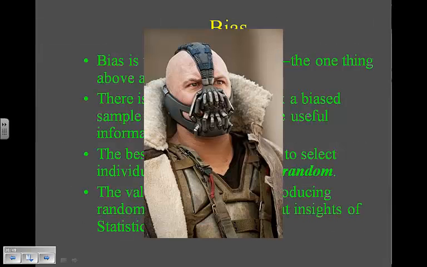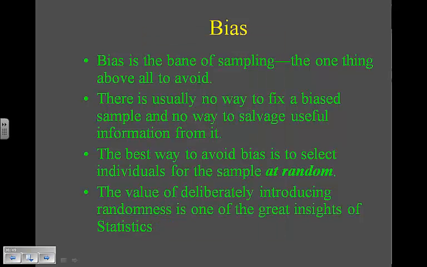So bias. Bias is the bane of sampling. It's the one thing above all that you must avoid. There's usually no way to fix a biased sample, and there's no way to salvage useful information from it. So the best way to avoid bias is to select individuals for the sample at random. And the value of deliberately introducing randomness is one of the great insights, one of the most important things we're going to talk about in statistics, is the value of randomness.